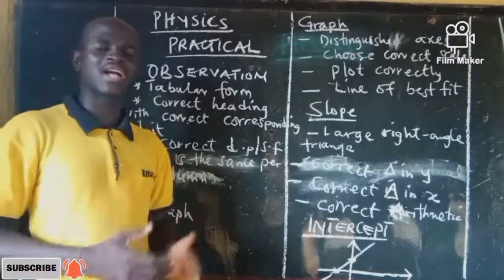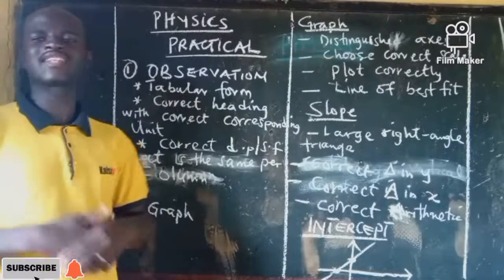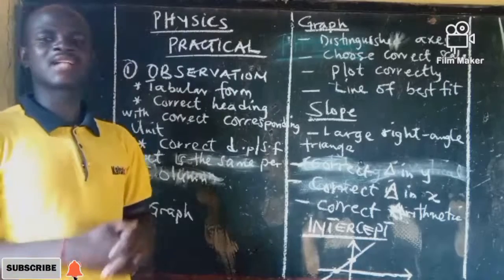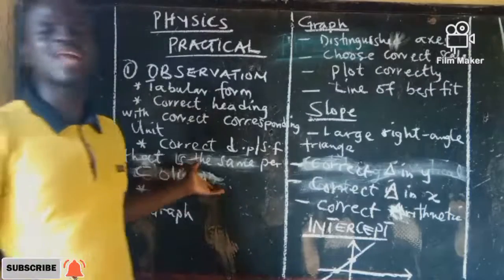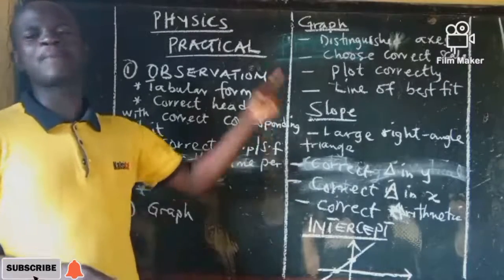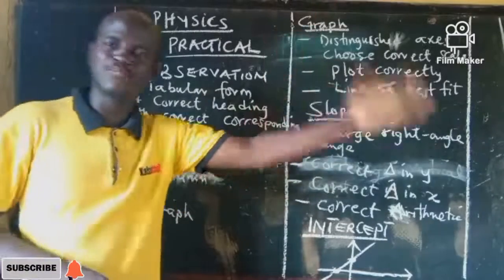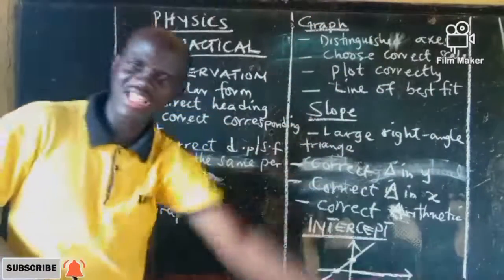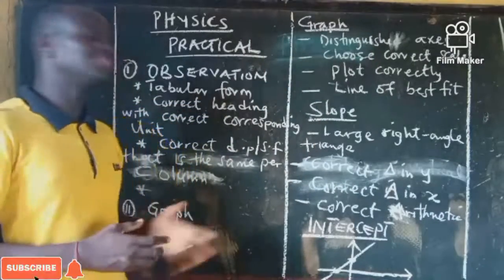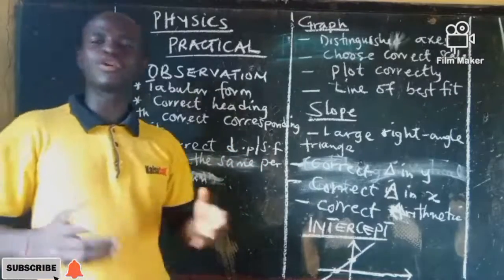Another one is correct decimal place or significant figure, which must be the same per column. What do I mean? If you put the decimal place of, for example, the length of a thread in 1 dp, it must be uniform down the column. It must be uniform down the column. And then the decimal place that you are going to put your reading into depends on some things.